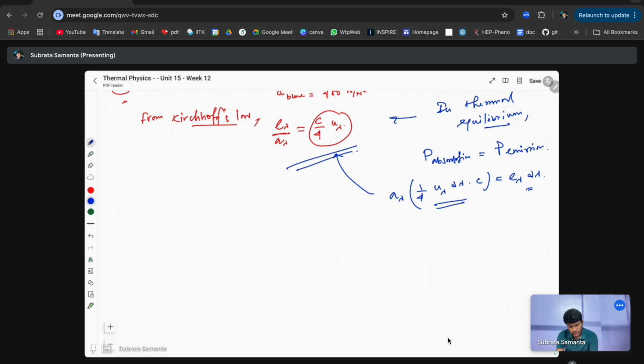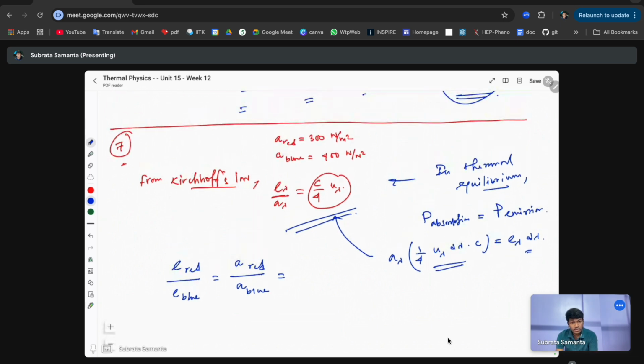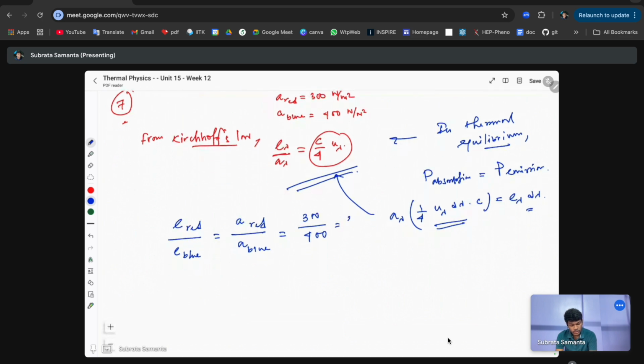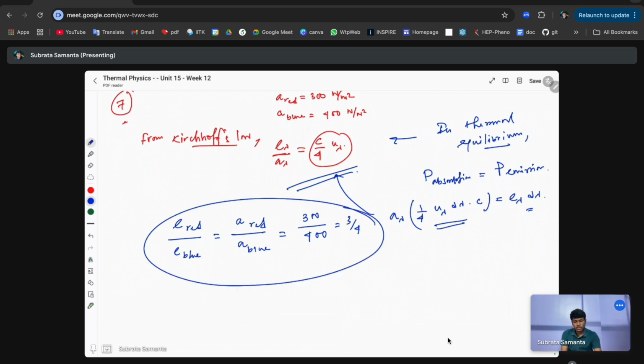So then your E red over E blue equals A red over A blue, right? So which equals, A red is 300 and A blue is 400, right? So this is basically 3 over 4. So E red over E blue is 3 over 4.